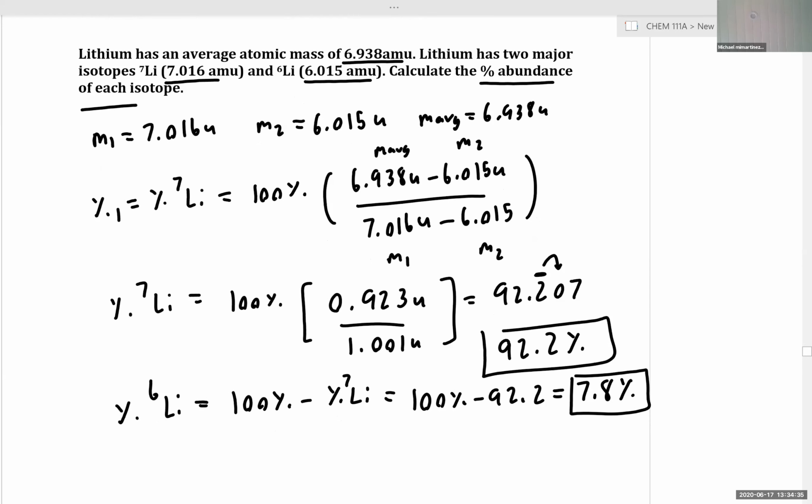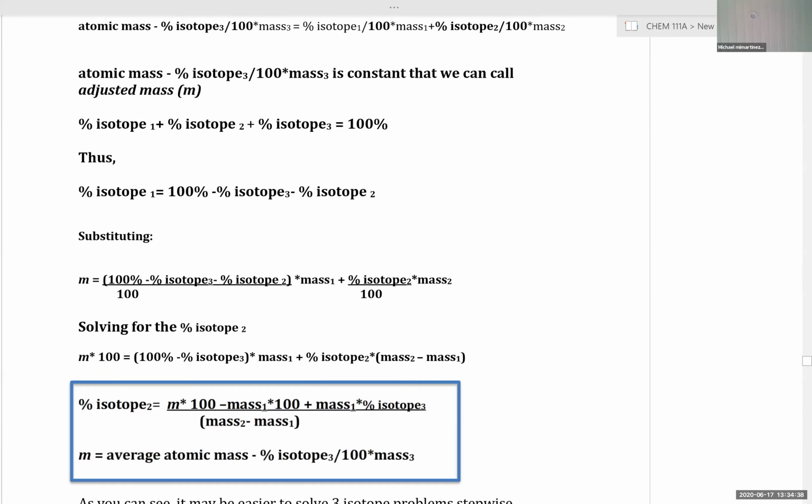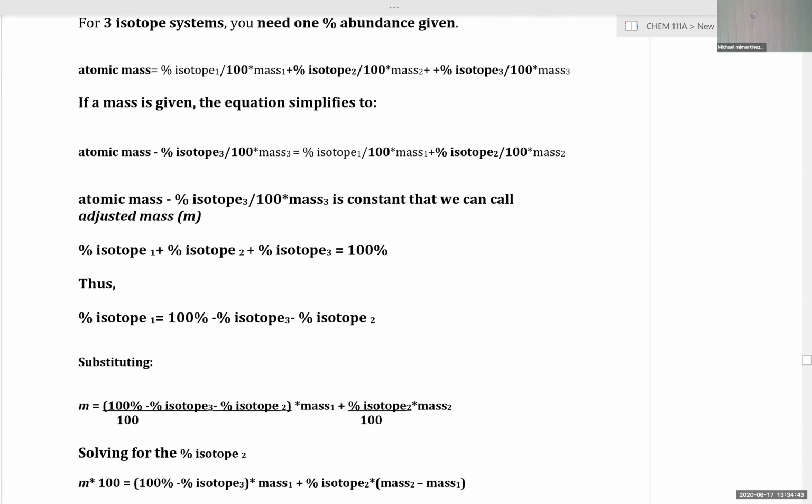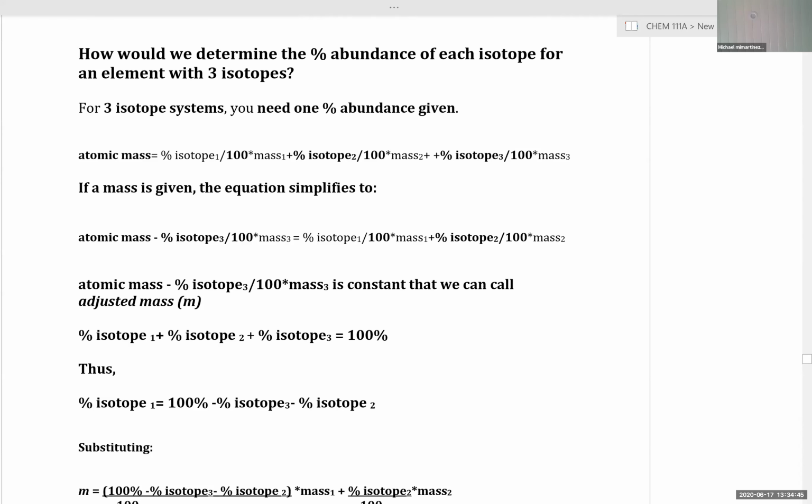So let's talk about an additional case, and let's show how we can adjust our logic if we have to deal with a more complicated equation. So let's ask ourselves the question, how would we determine the percent abundance of each isotope if an element has 3 isotopes? Well, we can't just use the same equation. For 3 isotope systems, you need 1% abundance to be given. So our atomic mass expression looks like this, where we have the percentage of each isotope times the mass.